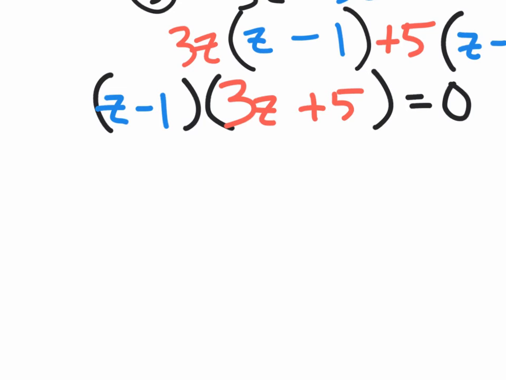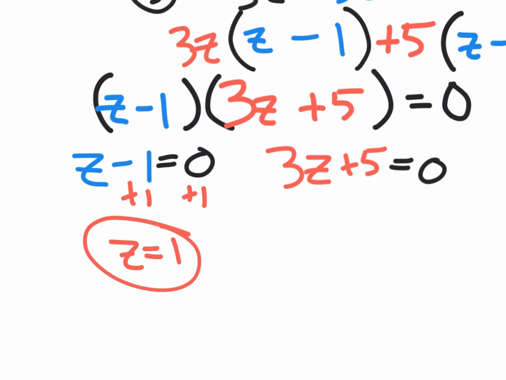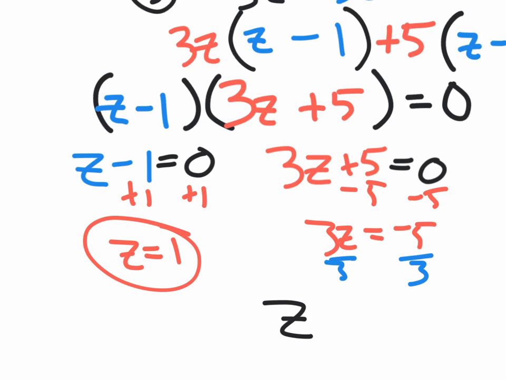So we're going to have z minus 1 equals 0, and we're also going to have 3z plus 5 equals 0. So our final answers, if we add 1 to both sides, you're going to have z equals 1. And over here, minus 5, you're going to have 3z equals negative 5. You're going to have to divide by 3, so z is going to equal negative 5/3 as the other answer.